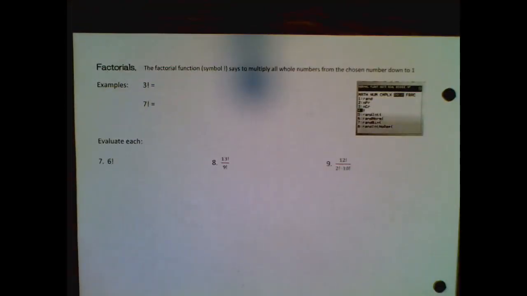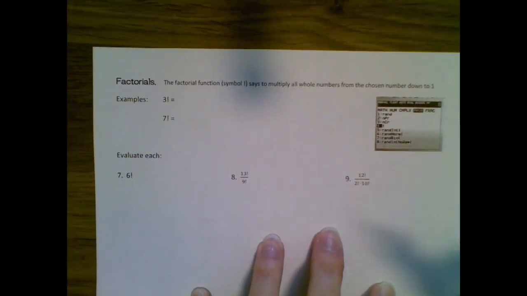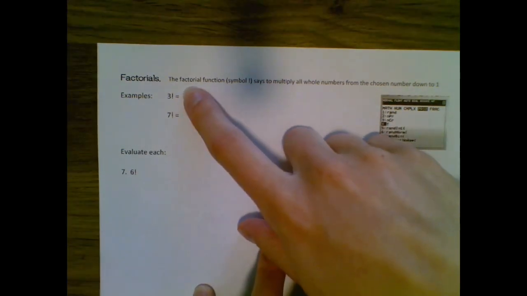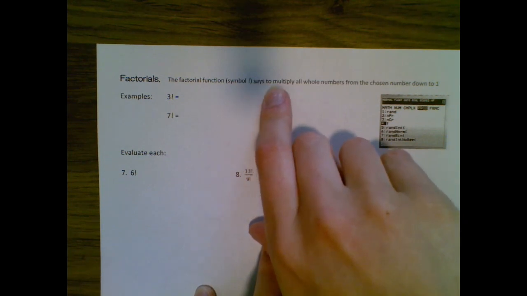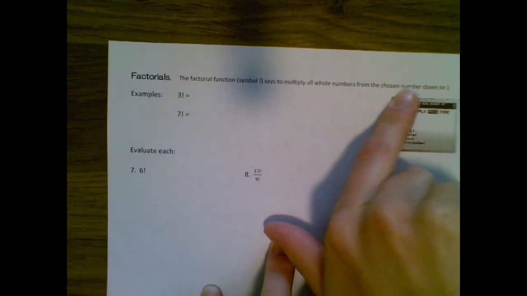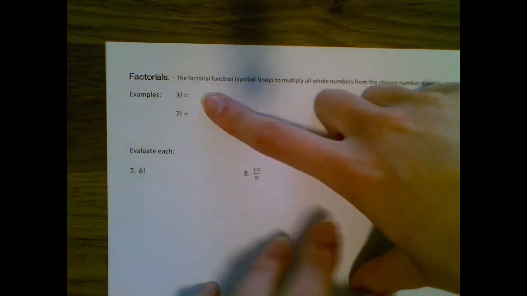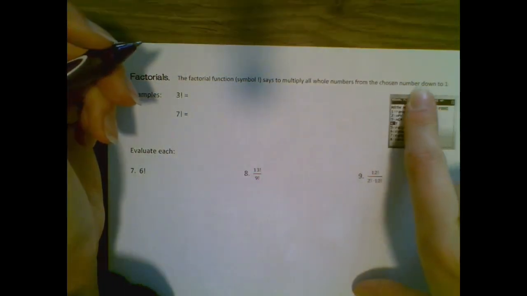Factorials. So factorials, it's a symbol, okay? It's an exclamation mark, okay? If you see that, you're doing a factorial. So the factorial function symbol is this exclamation mark, and it says to multiply all the whole numbers from the chosen number down to 1, all right? So these kind of like pop up on some standardized tests sometimes, so that's why we wanted to show you this.